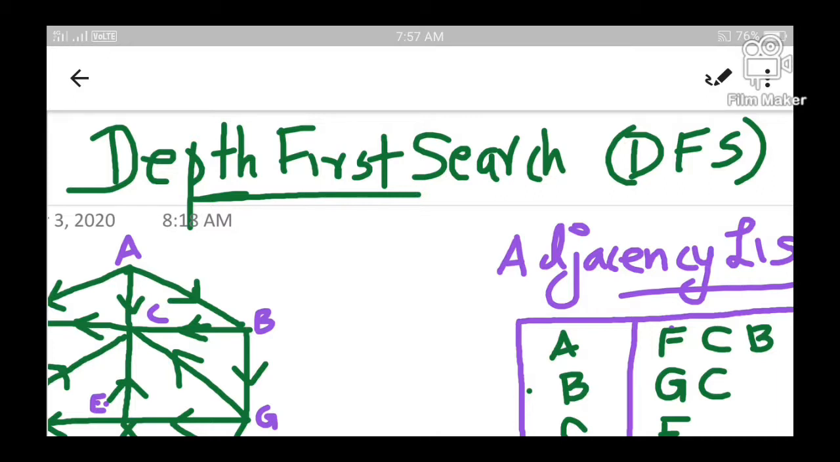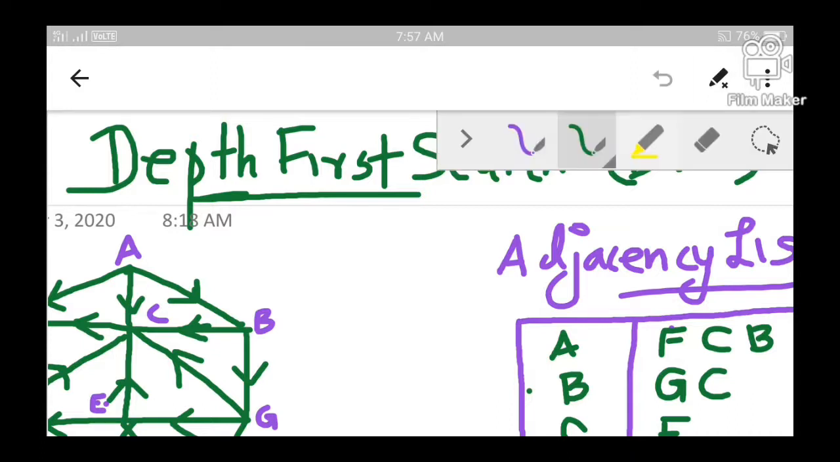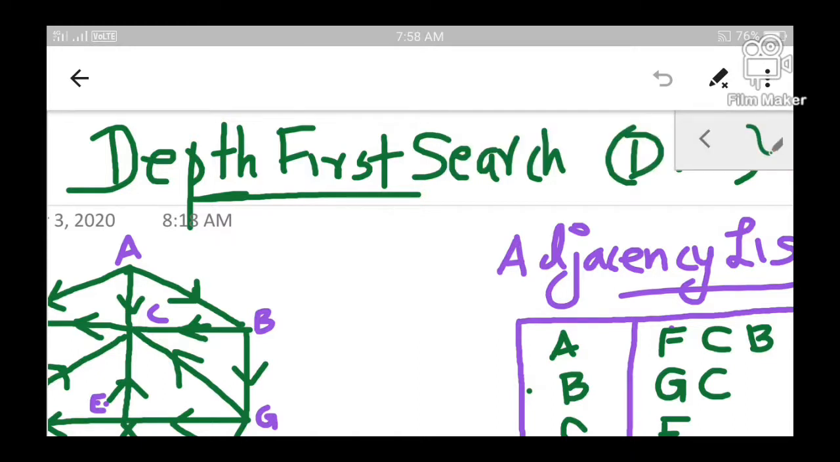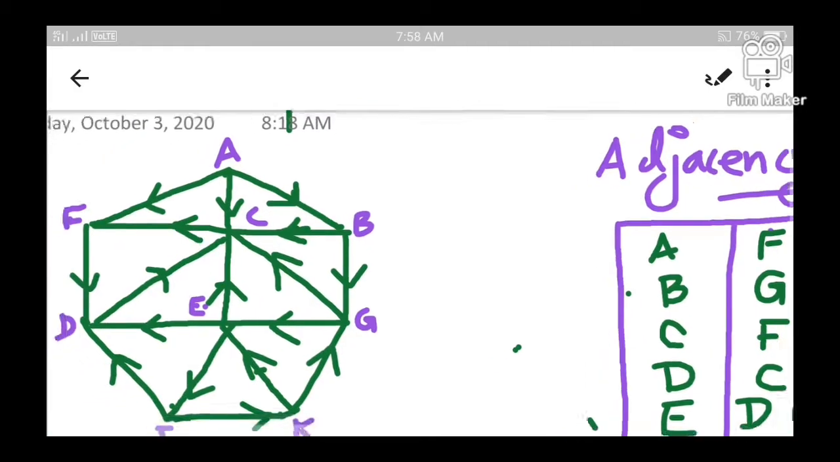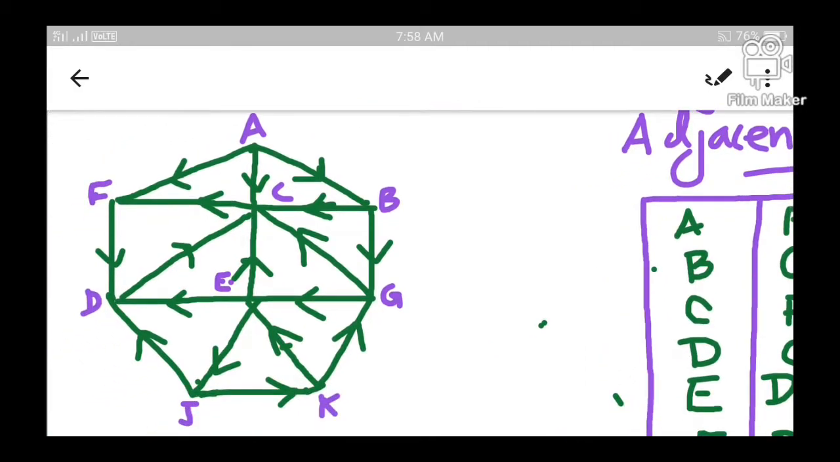So in the previous video we had learned about breadth first search or BFS algorithm, which used queue data structures to implement the concept, whereas depth first search will be using stack data structure to implement the concept. So let us see how DFS algorithm works to visit the nodes of the graph, for which we require a graph, and this graph is a directed graph. That means every edge of the graph is having directions in it.